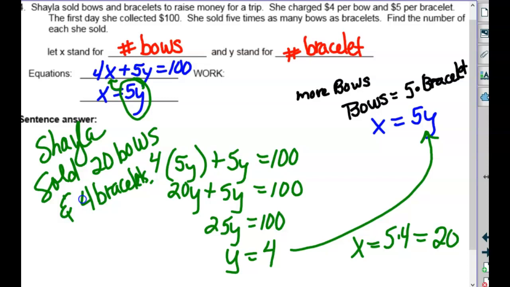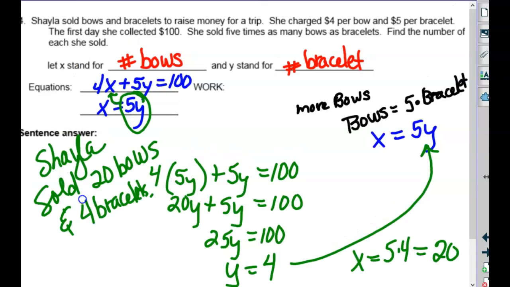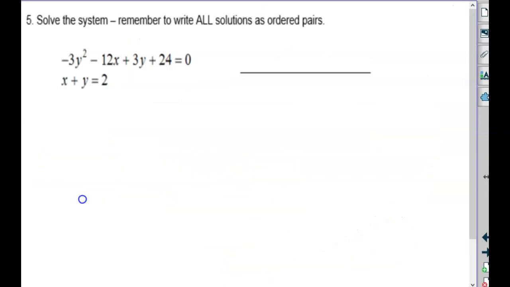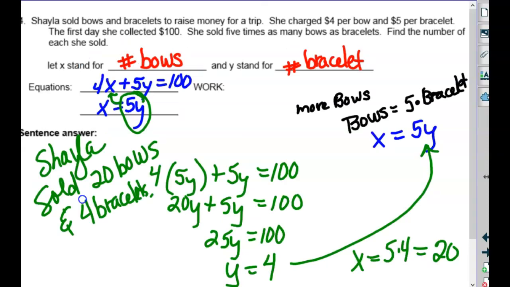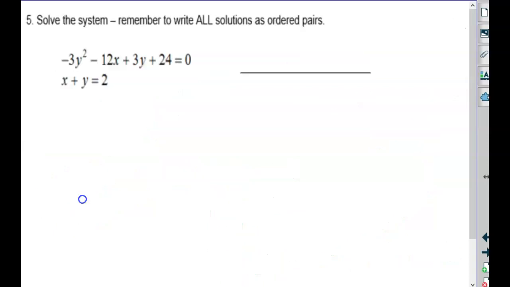We good? No? Need more time? X was 20. All right. I'm really scared of this question because I don't think you guys did the practice on this, and I would highly suggest you go back and do the homework. There's only like 3 or 4 of them assigned, but this is a nonlinear system. Remember this? Could have more than one answer, right?